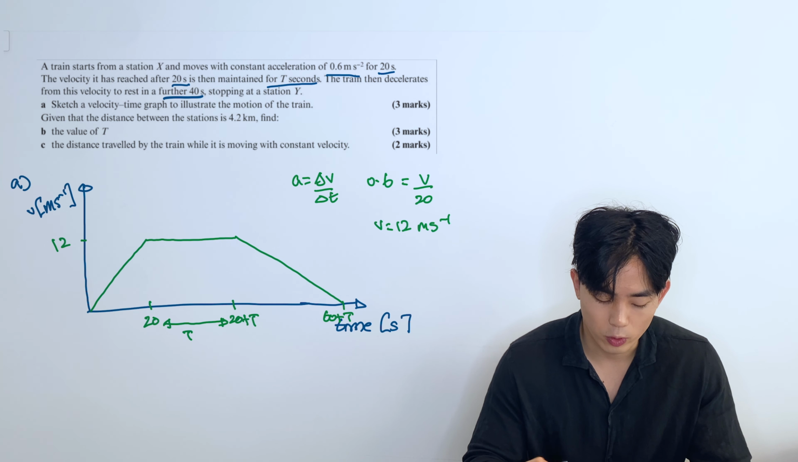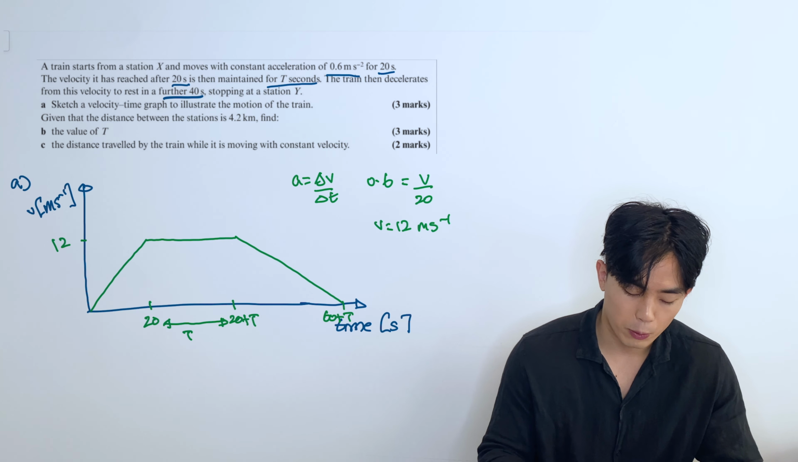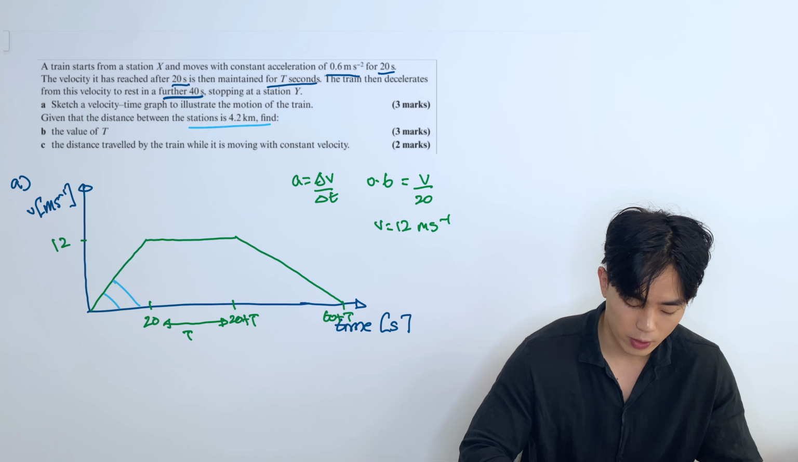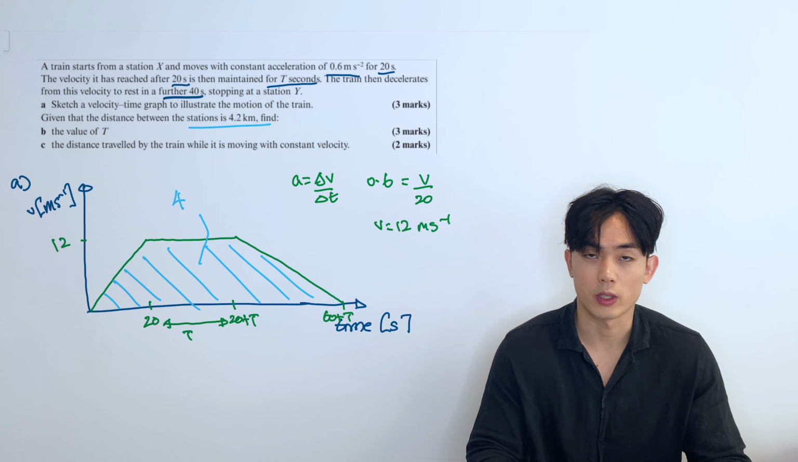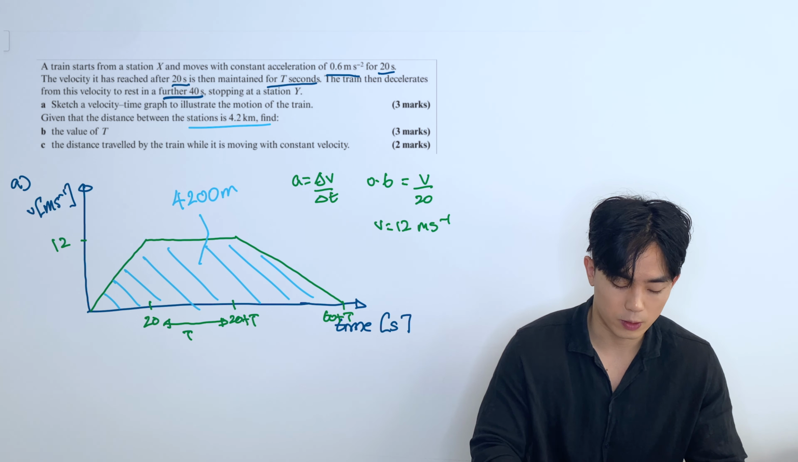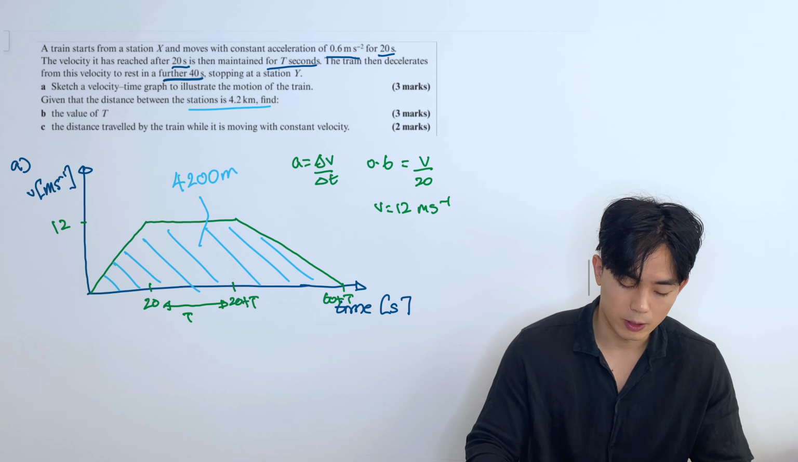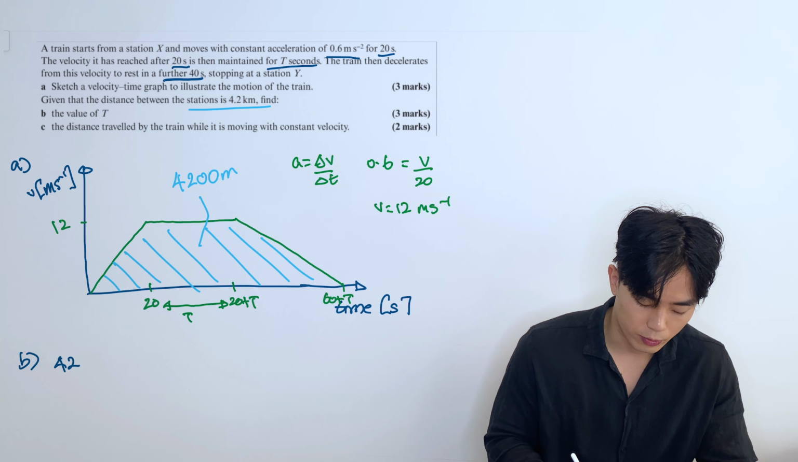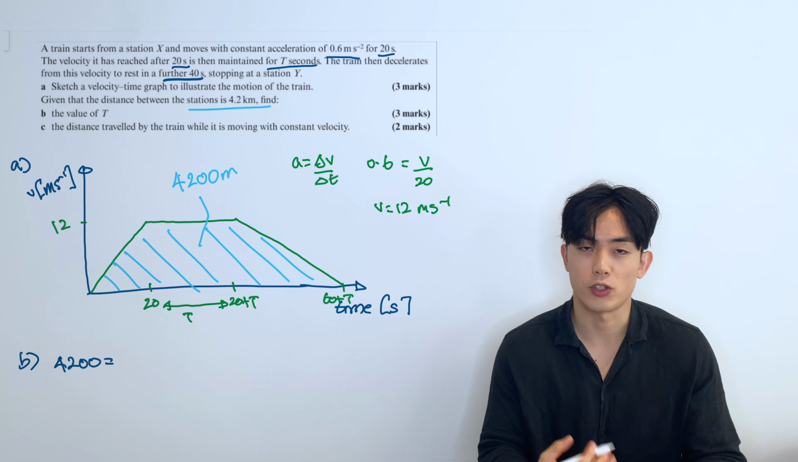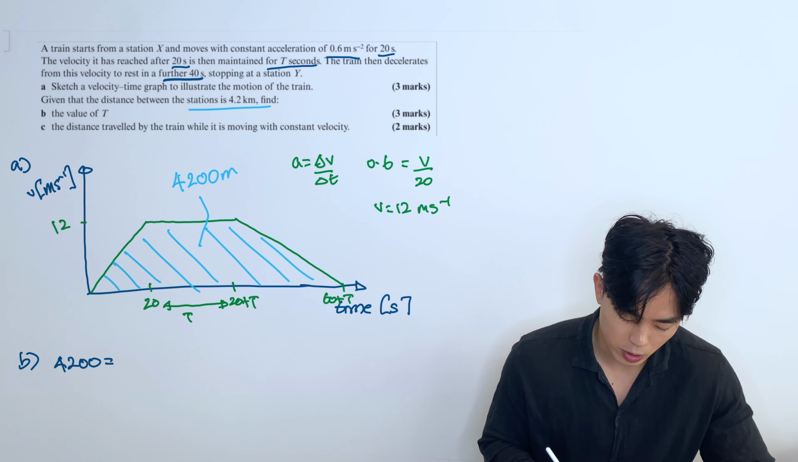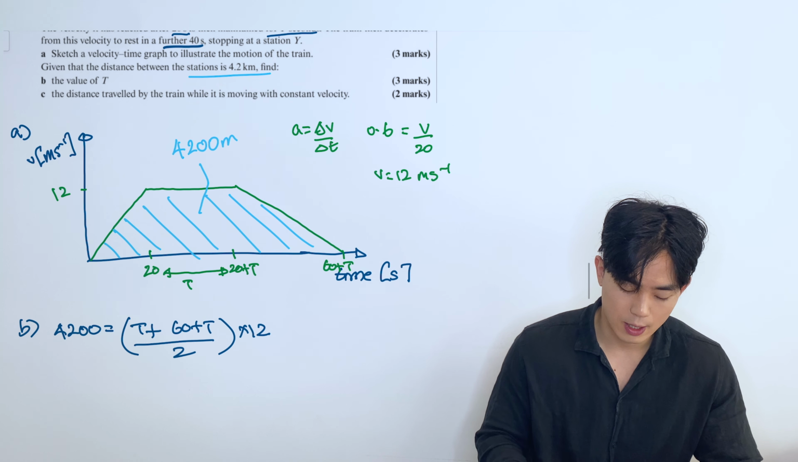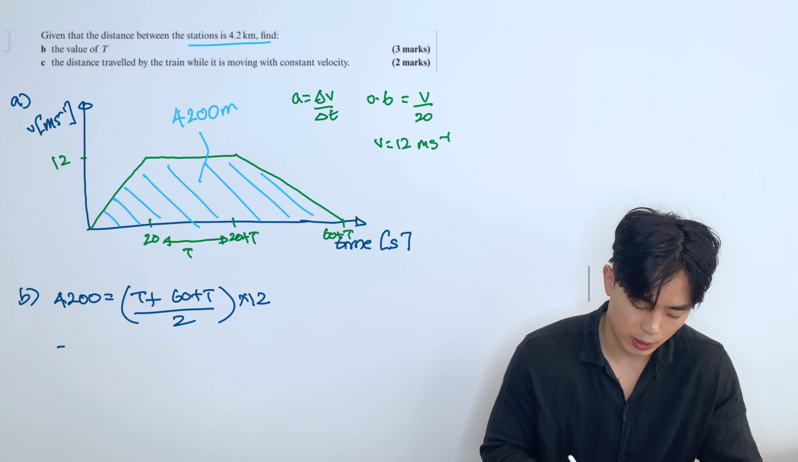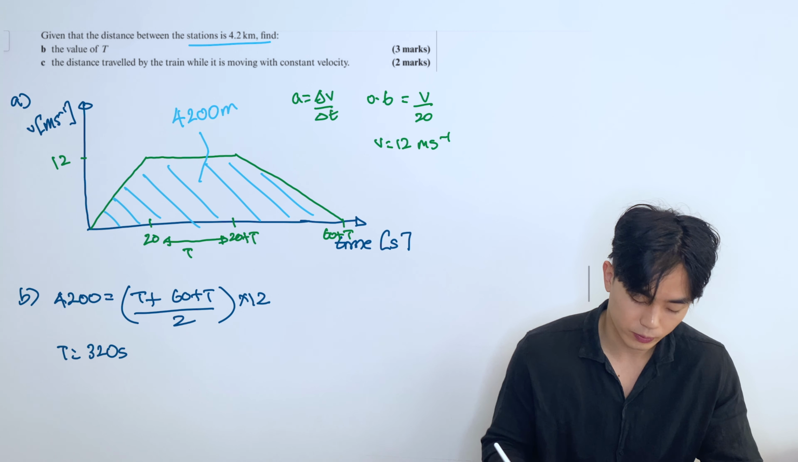Given that the distance between the stations is 4.2 kilometers, find the value of t. Now we're given the distance, and for a velocity time graph, the distance traveled is just the area under the graph. So this is 4.2 kilometers, changing into meters always, so 4,200 meters. Now I can find the area under the graph and equate it to 4,200. It's a trapezium, so I can use the trapezium equation. It's going to be this length here, which is t, plus the bottom length, which is 60 plus t, over 2, times the height. In this case, the height will be 12. That way I can work out what t is going to be, and t, if you work this out, should be equal to 320 seconds.